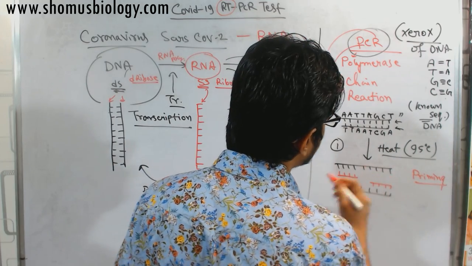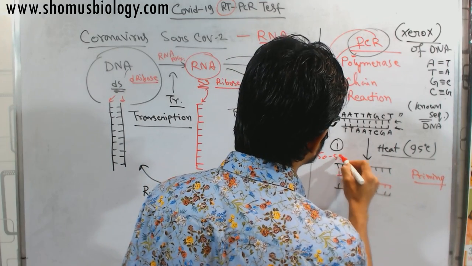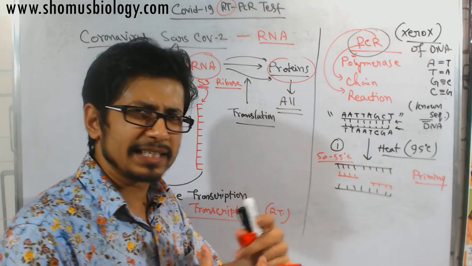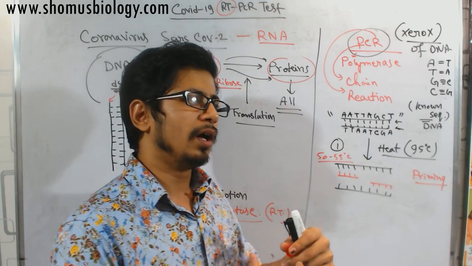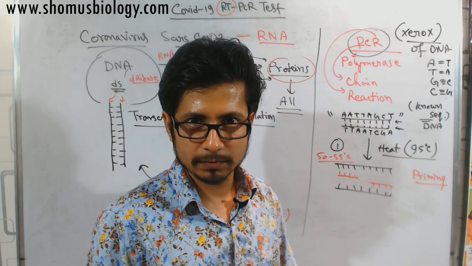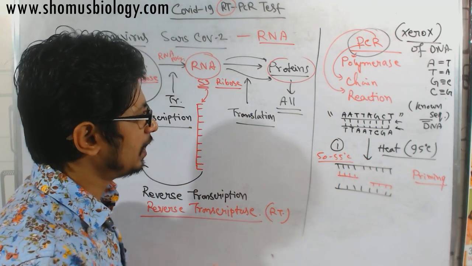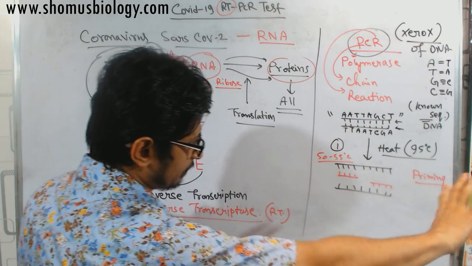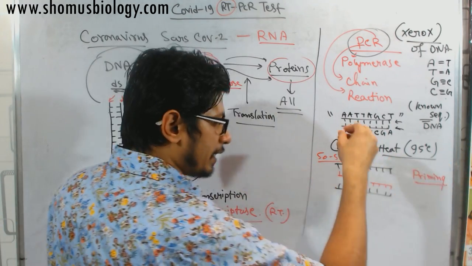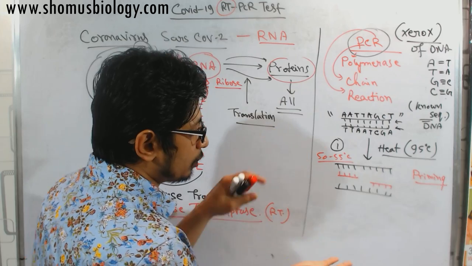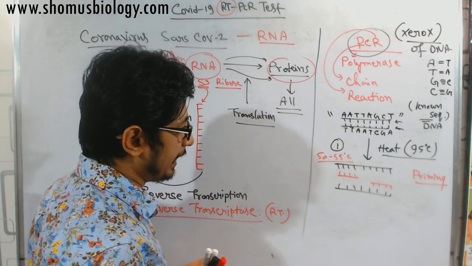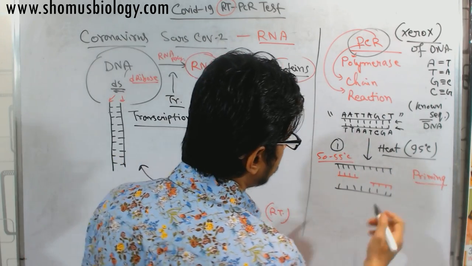For that, the temperature needs to be reduced to 50 to 55 degrees Celsius. It varies, there is a range, because it depends on what species we are dealing with, what sequence is present there, and so many things are responsible. But generally this is 50 to 55, let's say 54 or 55 degrees Celsius, lowering down from 95 in order to anneal the primer with the DNA. Once annealing is done, this is the second step.